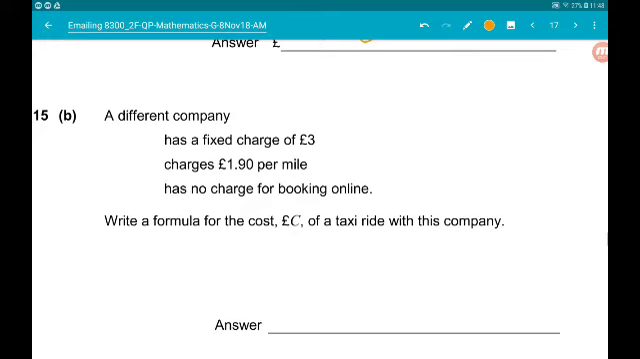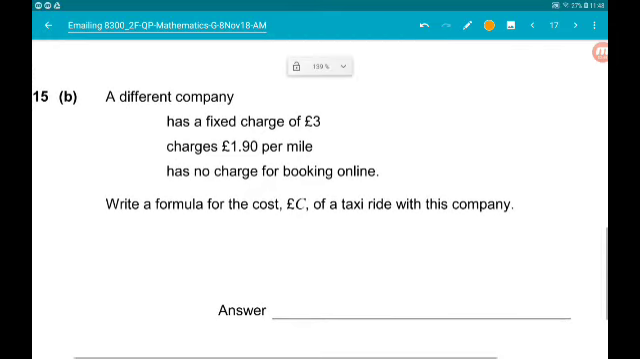Part B. A different company has a fixed charge of £3, charges £1.90 per mile, and has no online booking fee charge. Write a formula for the cost, C pounds, of a taxi ride with this company.